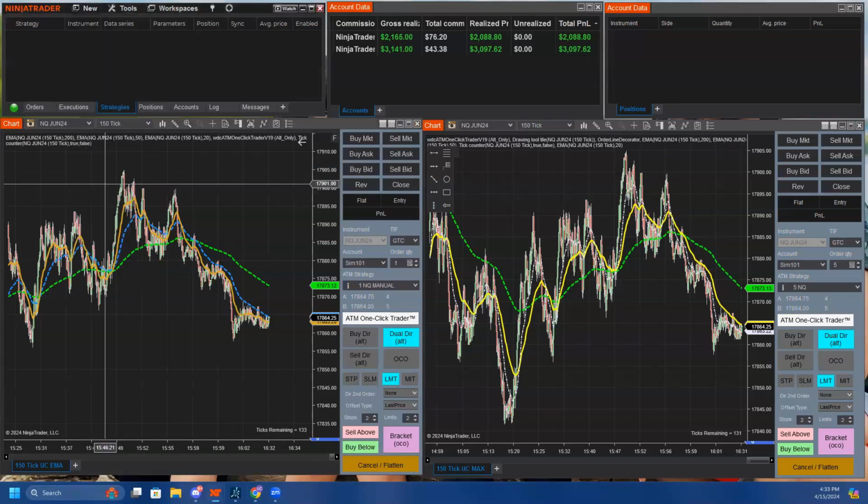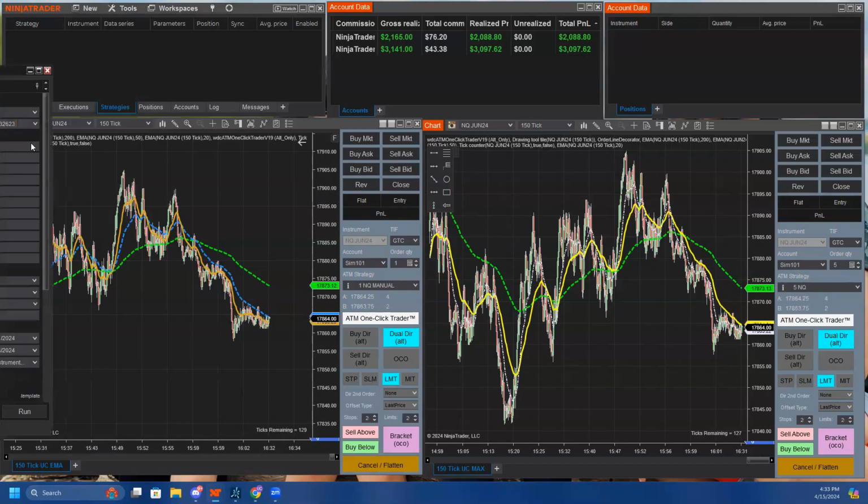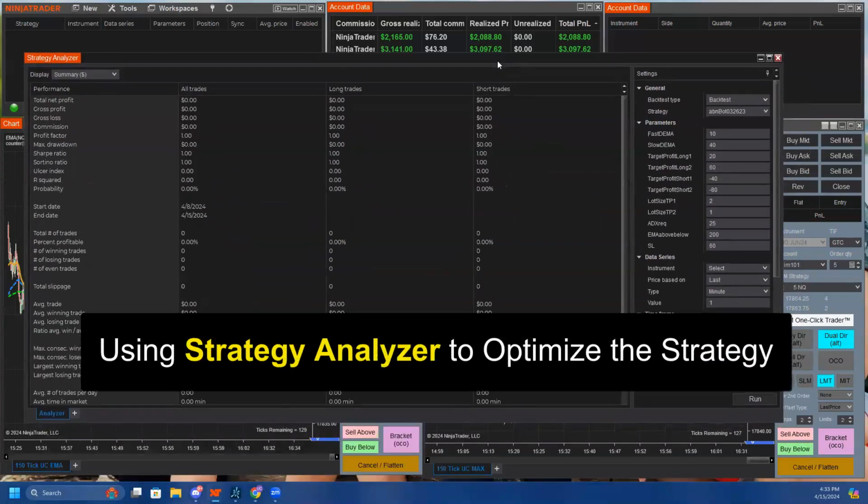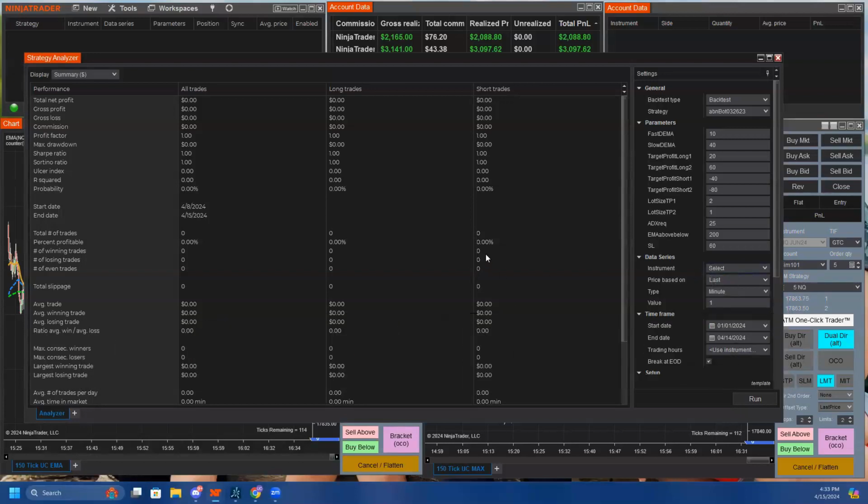This strategy analyzer only works if you have the ATM template as part of the hard-coded strategy. So I did that. I still haven't really gone into the details. I haven't really dug through it to find out what's the optimum combination of different things.